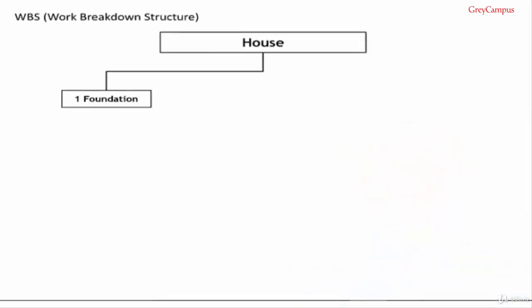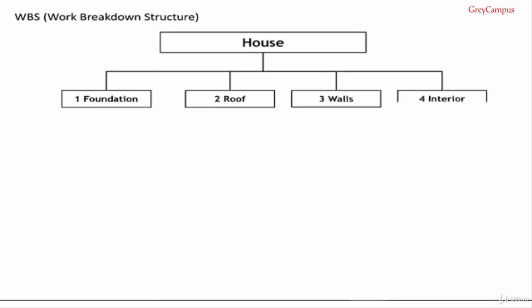Obviously, a house is too complex for people to deliver, and so we need to break the product down. The process of repeatedly breaking a product down into simpler components is called decomposing. Let's decompose the main product into main sub-deliverables. We have number 1, the foundation, number 2, the roof, number 3, the walls, number 4, the exterior.